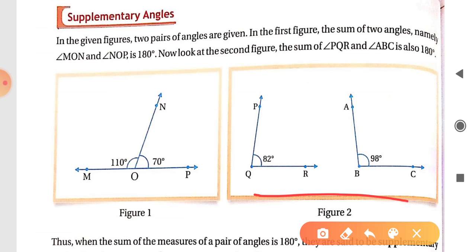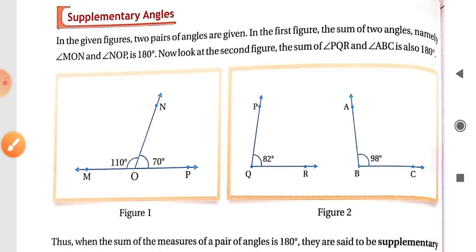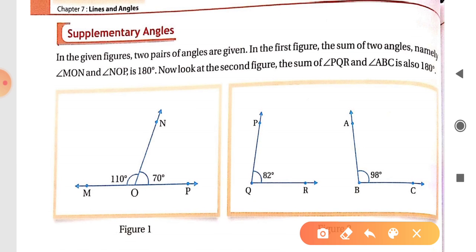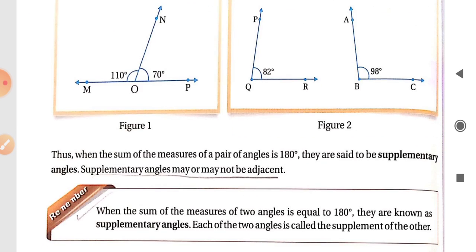And in the second figure we are given two non-adjacent angles. One is angle PQR and the second is angle ABC. This is 82 degrees and the second is 98 degrees, and the sum of 82 and 98 is 180 degrees, so they are supplementary angles. So we will say angle PQR and angle ABC are supplementary angles.